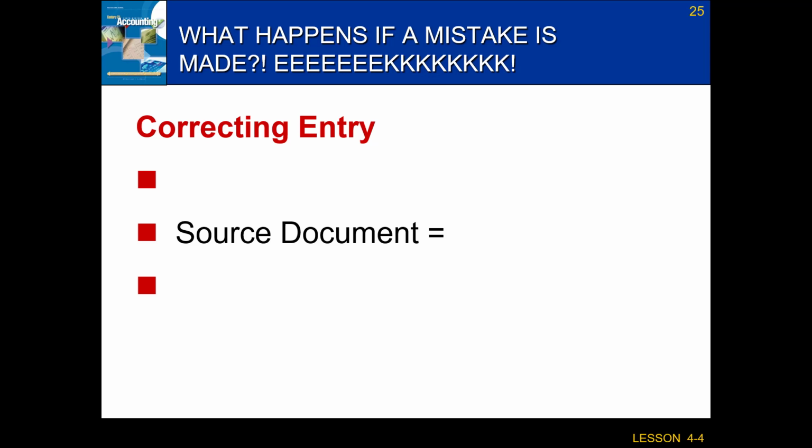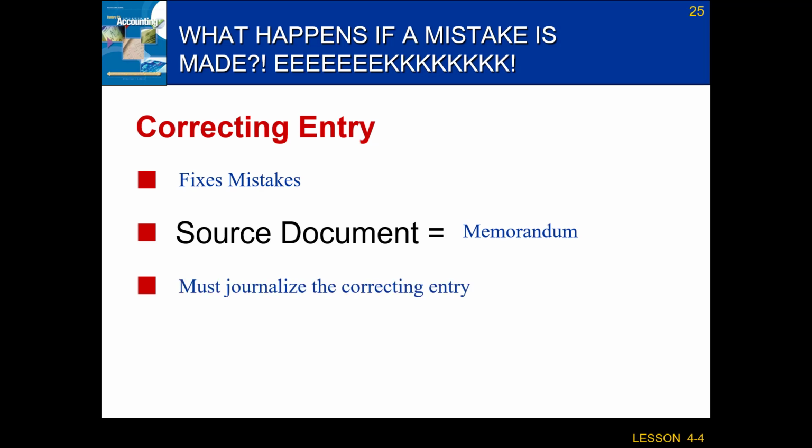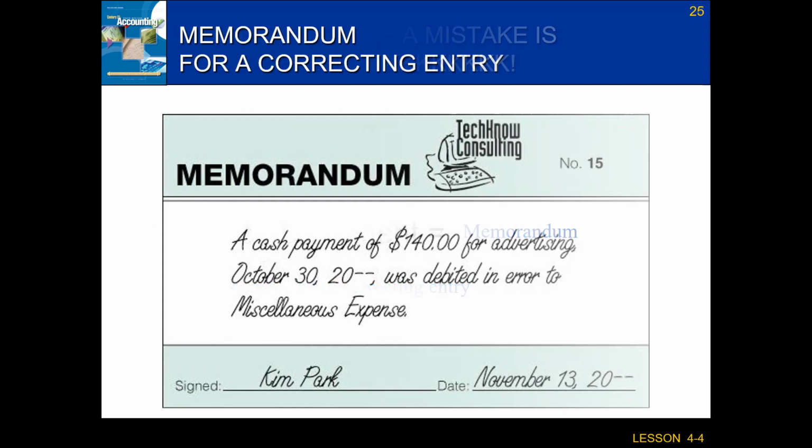So in accounting, a correcting entry is made to fix a mistake that may have happened in the journal. And every single correcting entry has a source document that is a memorandum. So when we get a new source document, what we have to do is journalize this correcting entry, and then everything will be okay. So this is what a memorandum would look like for a correcting entry.